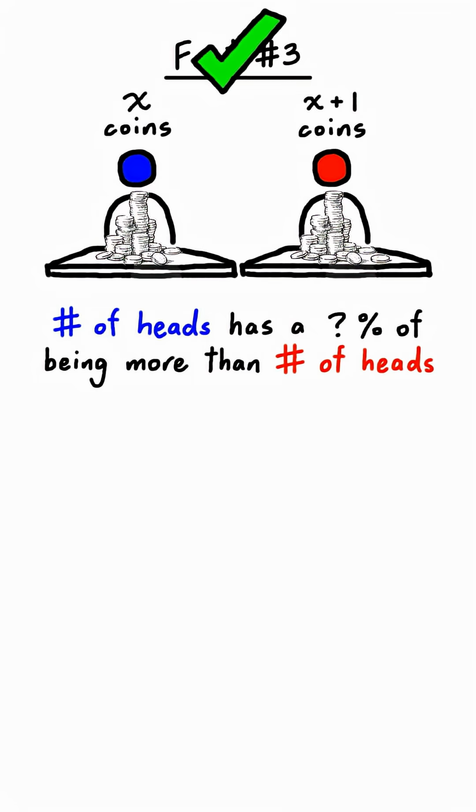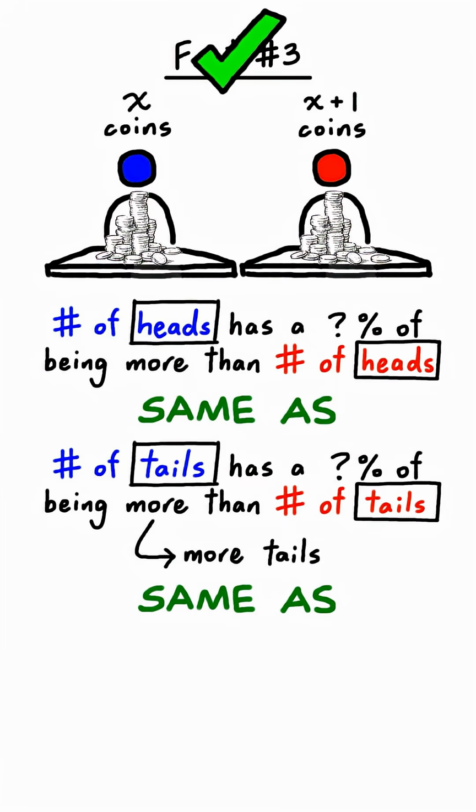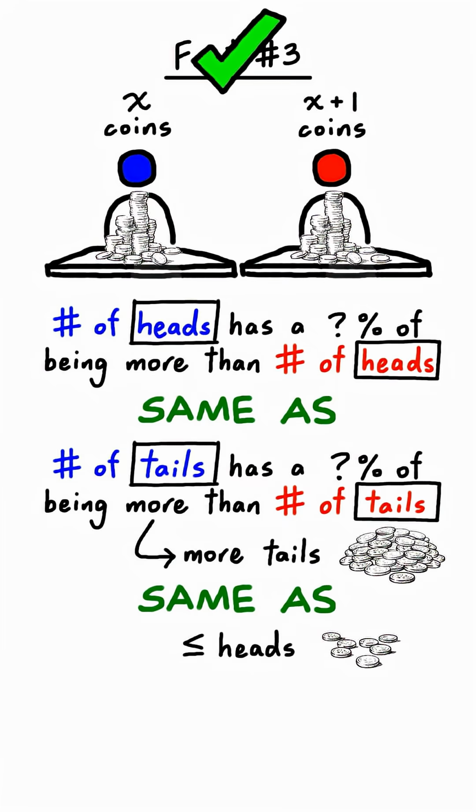The third fact is also true. Notice that if you replace heads with tails, the question is still basically the same. Now notice that saying more tails is the same thing as saying less or equal heads, since if you have a lot of tails, you'll only have a few heads. So now we know more heads and less or equal heads have the same chance of happening, and since you must have one or the other, the probability for both is 1/2.